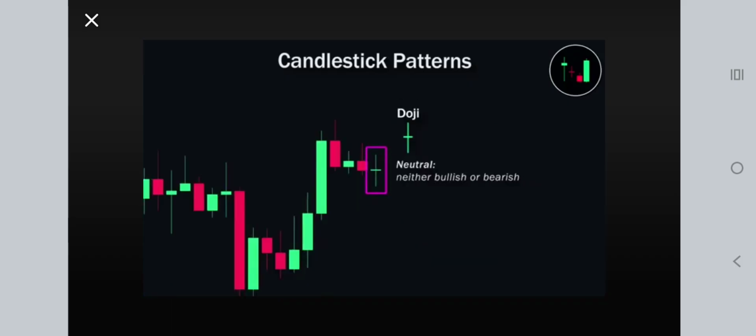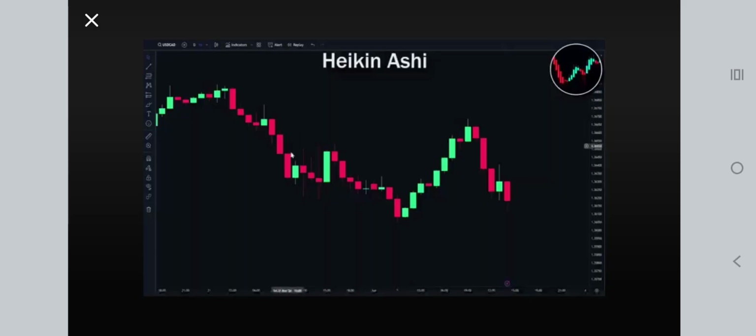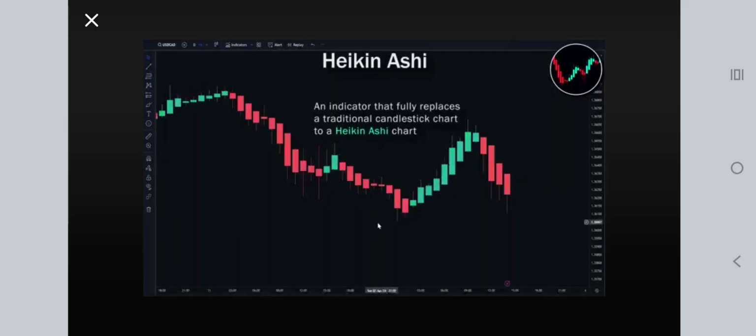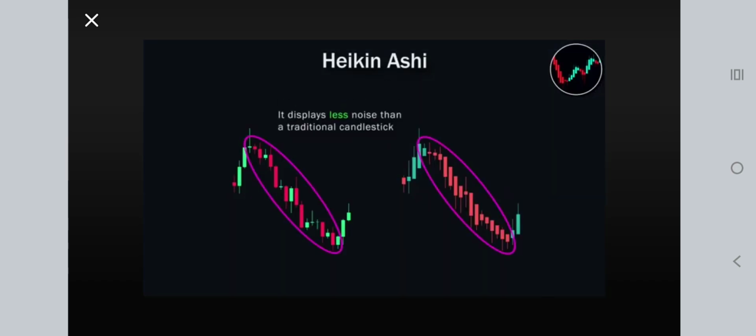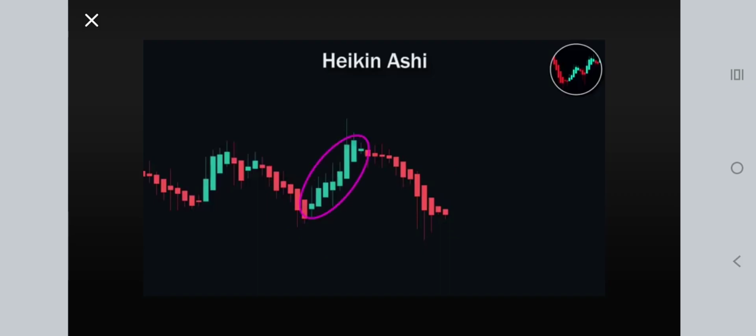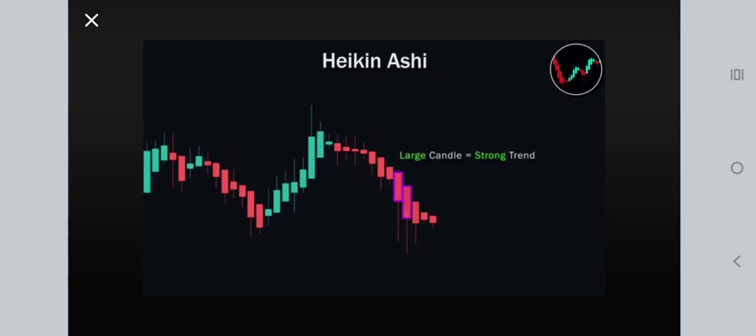Heikin Ashi. It is an indicator that fully replaces a traditional candlestick chart with a Heikin Ashi chart. When applied, it tends to give less noise than a traditional candlestick. A green Heikin Ashi candle signals that the price is on an uptrend, and a red Heikin Ashi candle signals that the price is on a downtrend. The size of the candle's body also indicates how strong a trend is. The larger the candle, the stronger the trend.